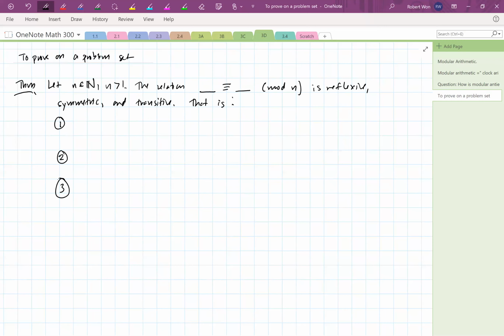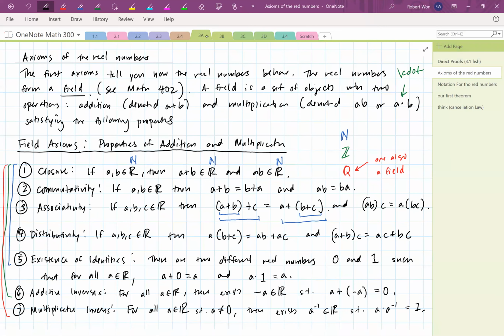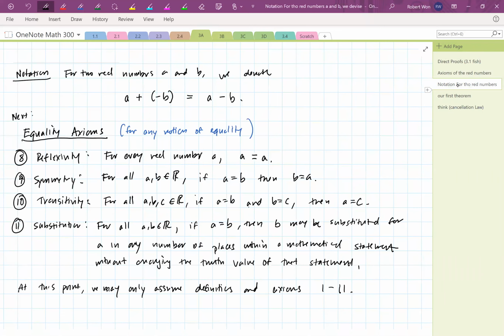Hopefully, if you go all the way back to the axioms from the first lecture on chapter 3, you'll remember that these three properties were things that we assumed about equality: reflexivity, symmetry, and transitivity. So we should know what these mean. To say that equality was reflexive said that every number equaled itself. To say that equality was symmetric said that if A equals B, then B equals A. To say that equality was transitive was to say that if A equals B and B equals C, then A equals C.